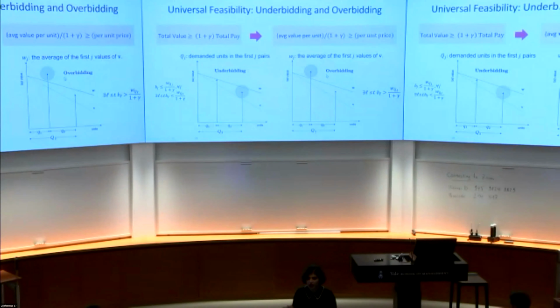But it's the same concept, right? So instead of defining it with respect to the valuation curve, I'm going to define it with respect to W, which is the average value for the first, for example, J units.